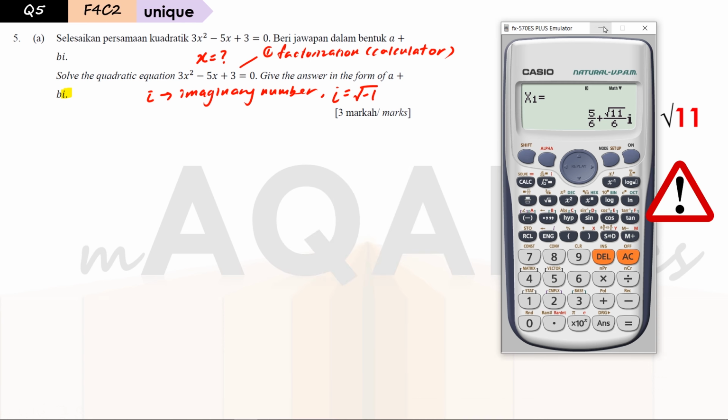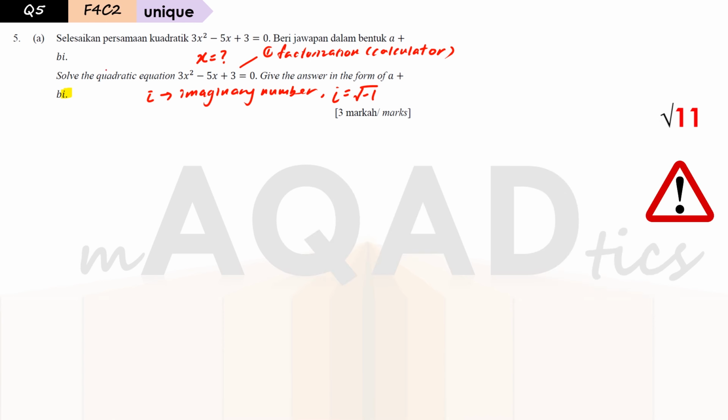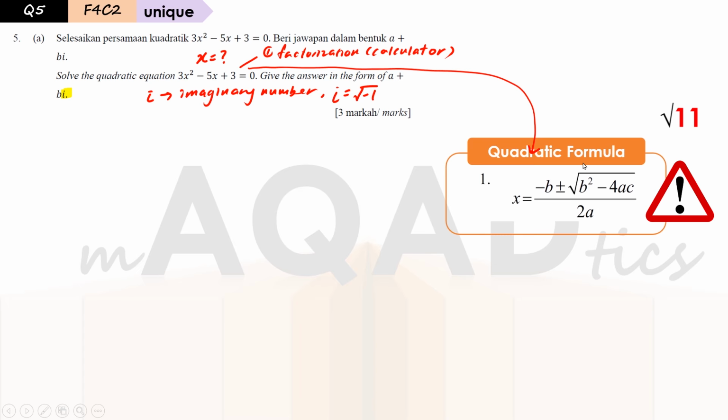So the other way that we can do it is through this formula, which is in the formula sheet, the quadratic formula. Alright, another way to find out the value of x. So what we need to do here is just to figure out the values of a, b, and c. Okay, so the value of a would be 3, which is the value of x squared.